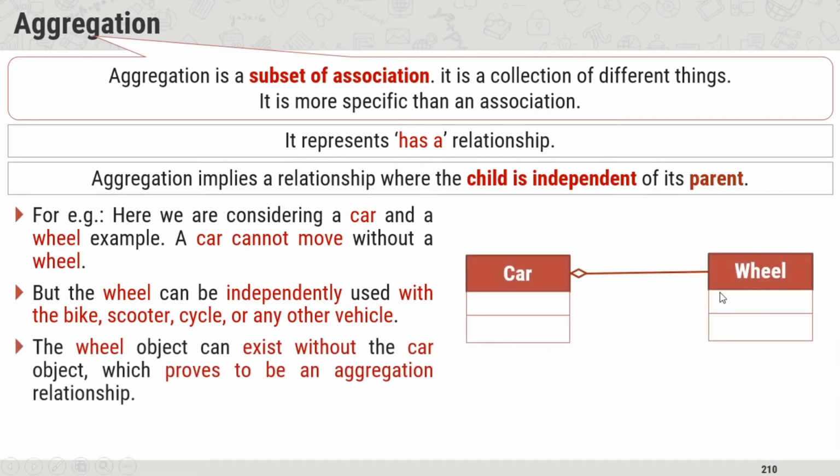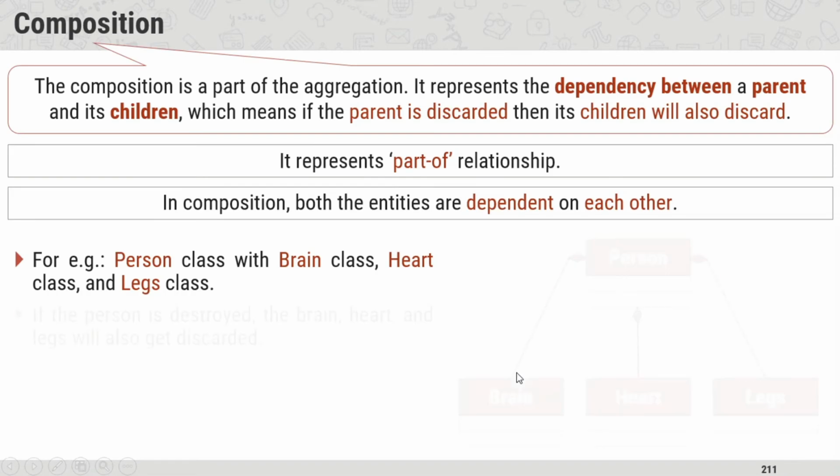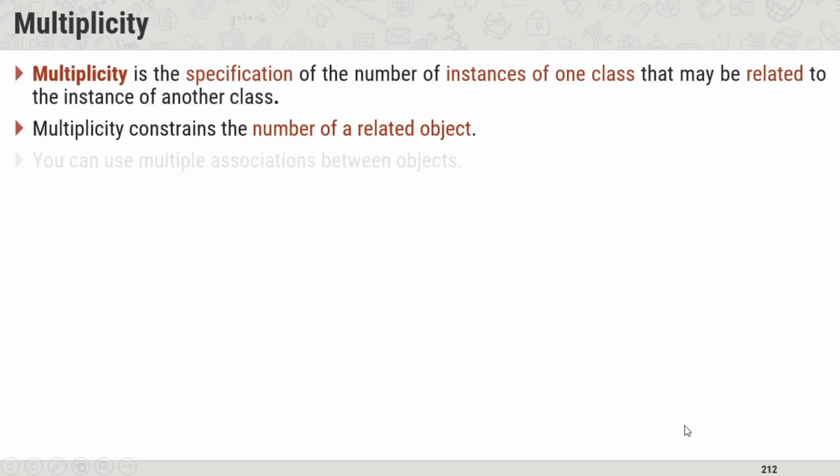Now here the class wheel can be used independently with the bike, scooter or any other vehicle. So that's why you use this. The car is fully dependent on the wheel, but the wheel is not dependent on this. But here the brain is fully dependent on the person. If the person is destroyed, this thing will not have any meaning.